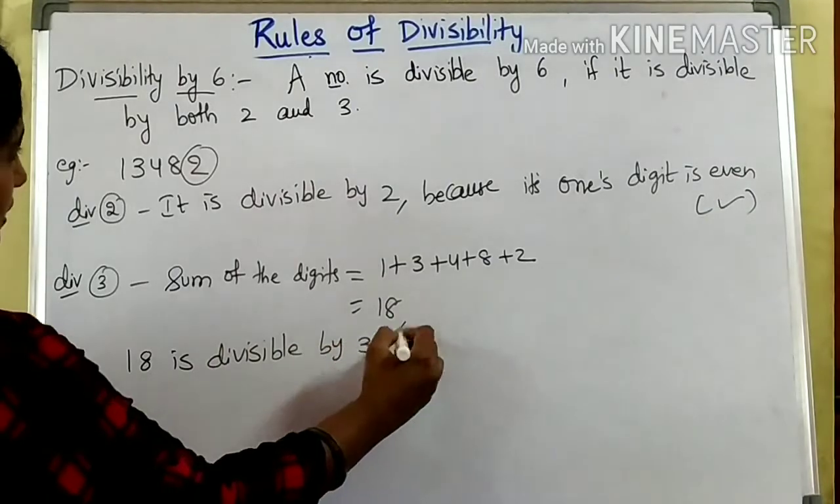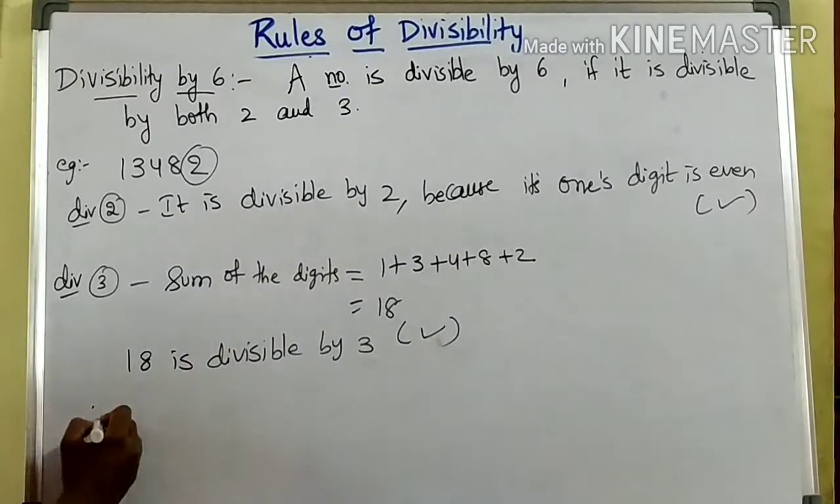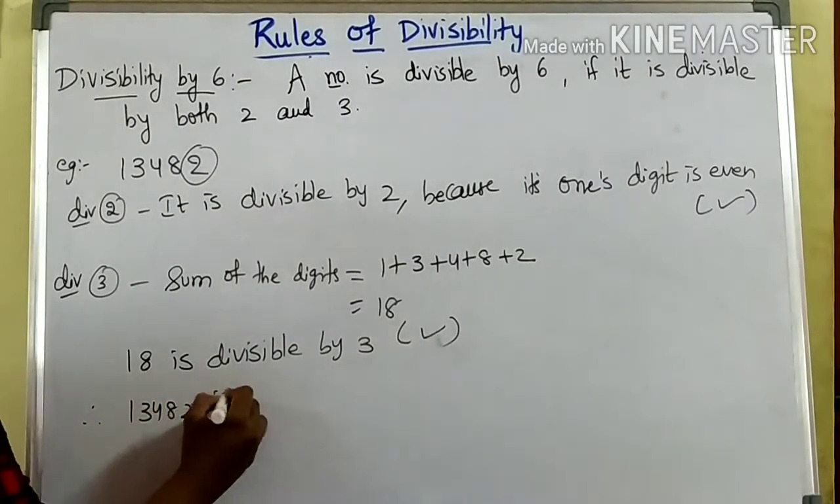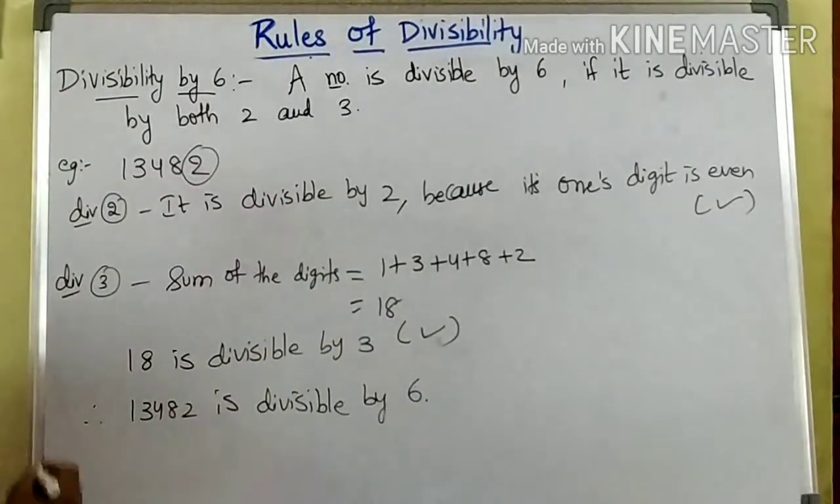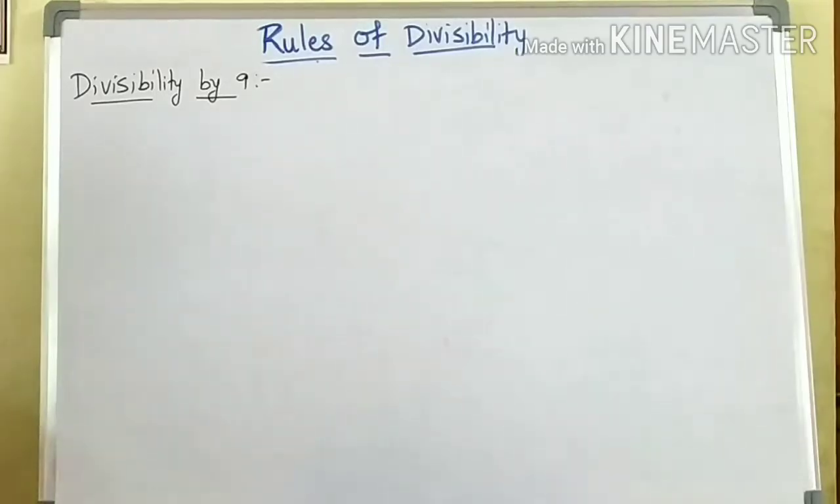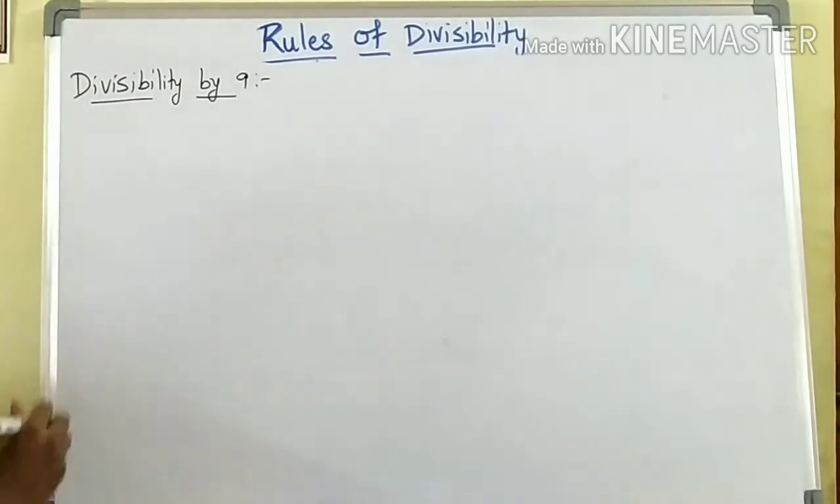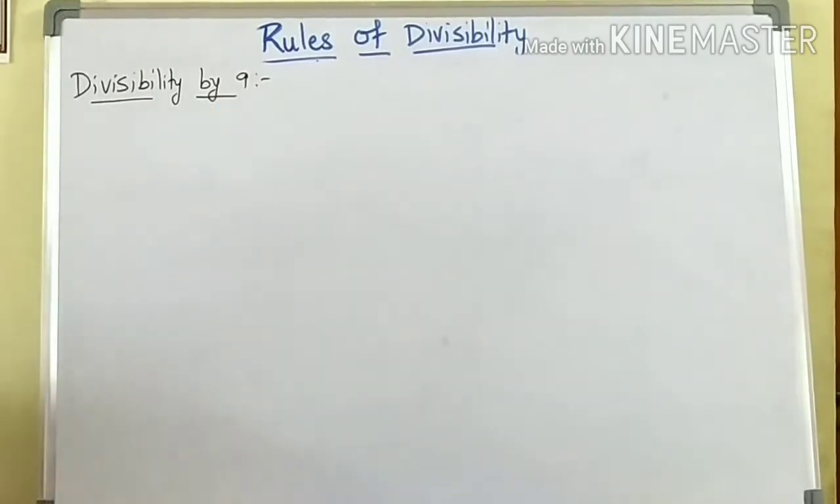18 is divisible by 3. So it is satisfying both divisibility by 2 and divisibility by 3. So therefore the final conclusion is 1 3 4 8 2 is divisible by 6. So finally, a number is divisible by 6 if it is divisible by both 2 and 3. Divisibility by 9. How to check whether a given number is divisible by 9 or not? Same like 3, children, a number is divisible by 3 if the sum of the digits is divisible by 3 or a multiple of 3. Similarly, a number is divisible by 9 if the sum of the digits is divisible by 9.